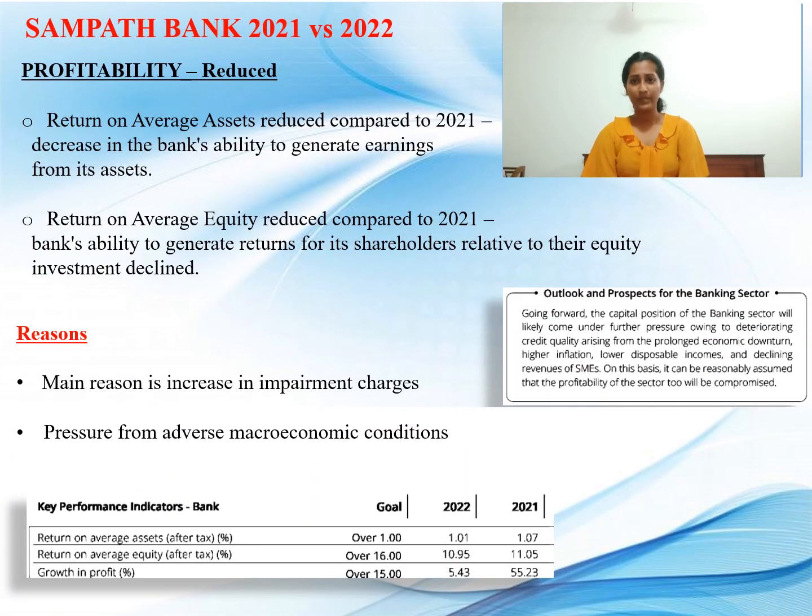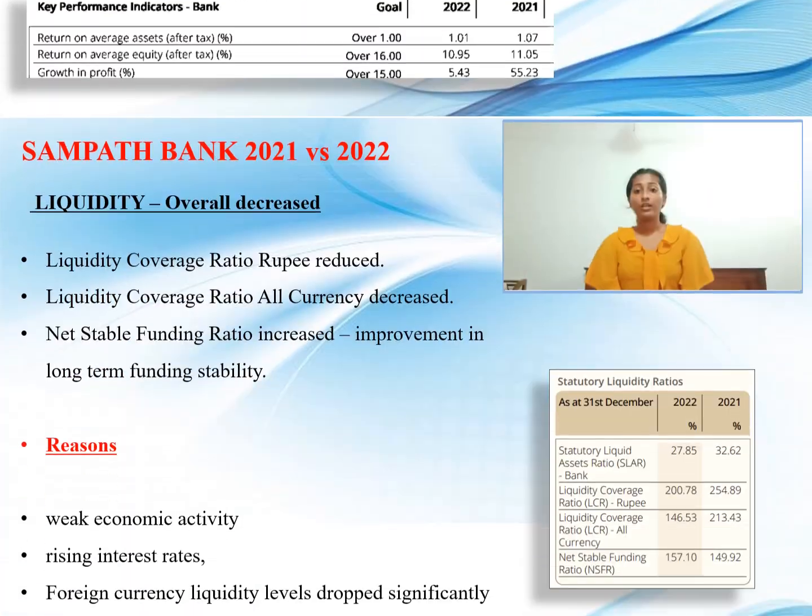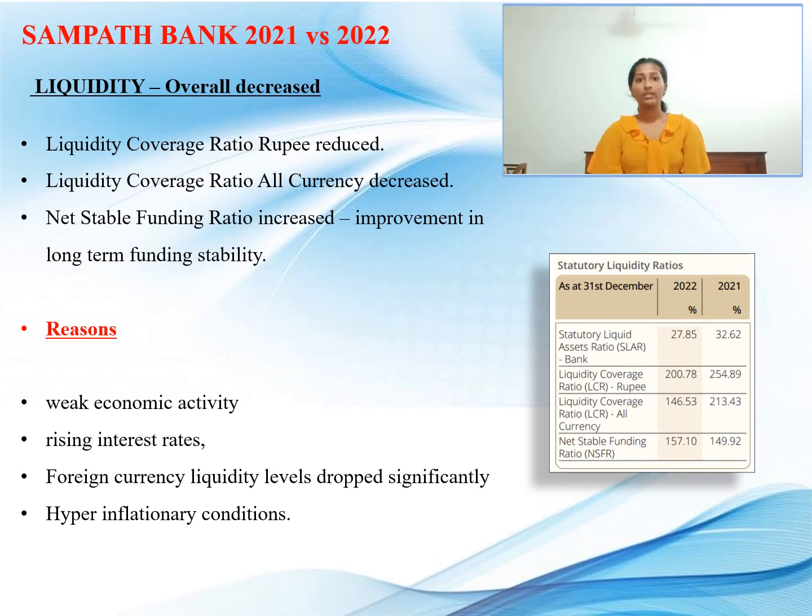When we look at the comparison between Sampath Bank 2021 versus 2022, we can see the profitability of the bank has reduced compared to 2021 because of increasing impairment charges and pressure from adverse macroeconomic conditions. Then we move to the next slide. You can see there is also an overall reduction of our liquidity ratios, but the net stable funding ratio has increased. That means the bank still has long-term funding stability.